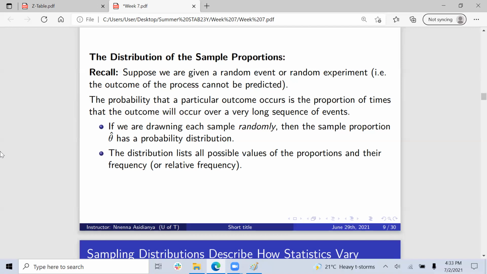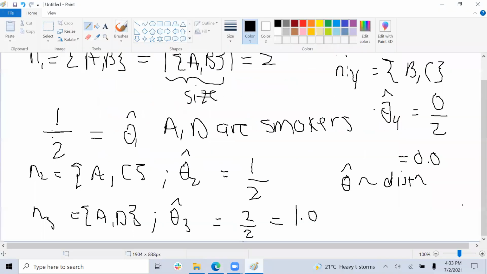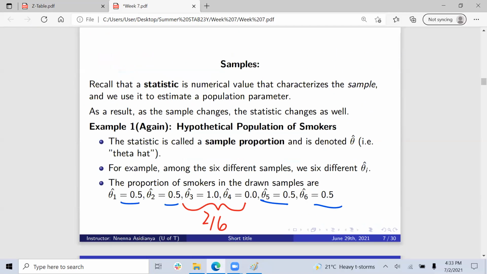Any random event or experiment is just something where the outcome is not known before it happens, and there's a probability on each of the possible outcomes of that process. So flip a fair coin, there are 2 possible outcomes, and there's a probability on each of those outcomes. So even the proportion of smokers is a random variable, because we have 6 possible realizations here of theta. So we have all these possible thetas.